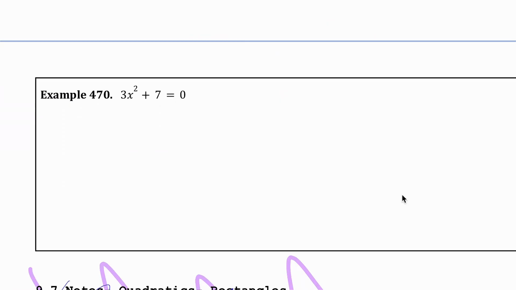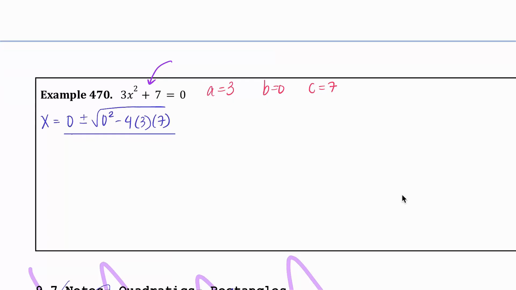Okay, one more example here, and I want you to notice that we're missing a piece here. We don't have our middle term or our b term, so we're just going to say that our b equals 0. So on this specific one, a is 3, b is 0, c is 7. So we've got x equals negative 0, or just 0, plus or minus the square root of 0 squared minus 4 times a times c, all over 2 times a. 2 times 3, which is 6.